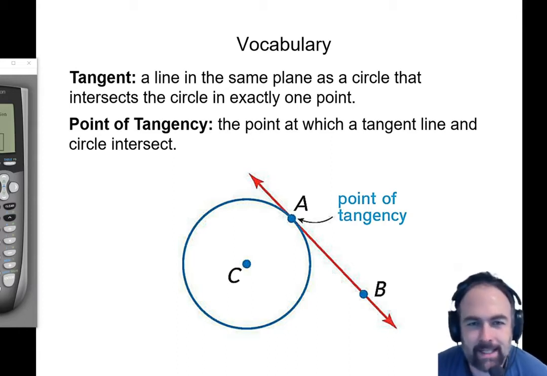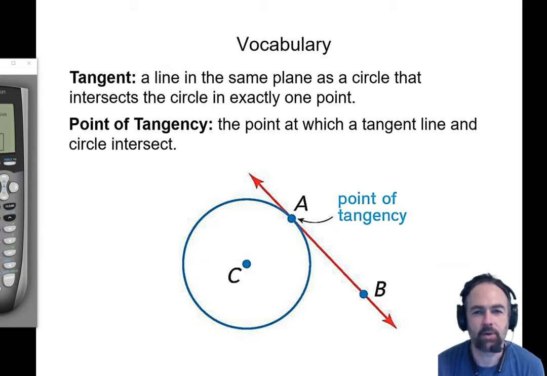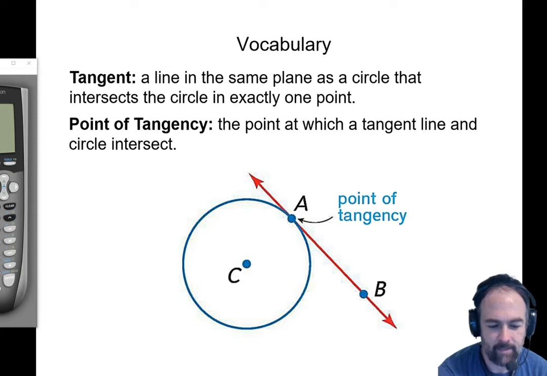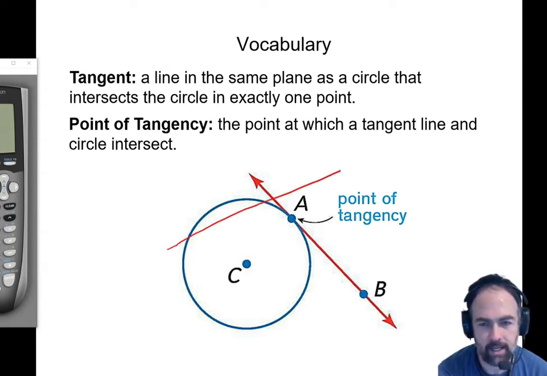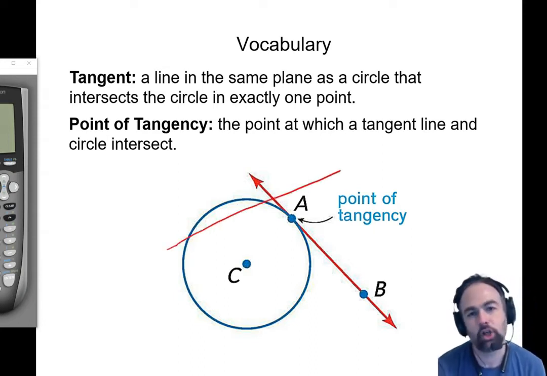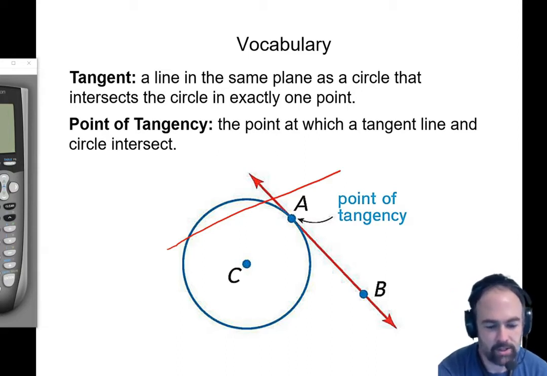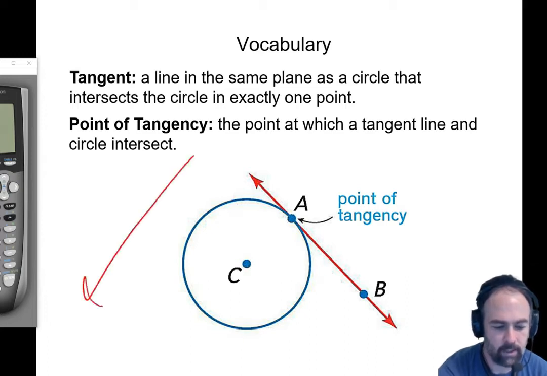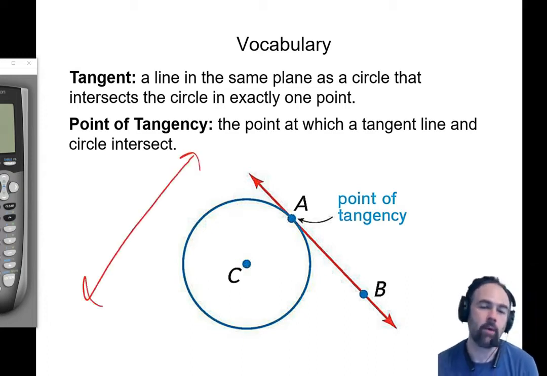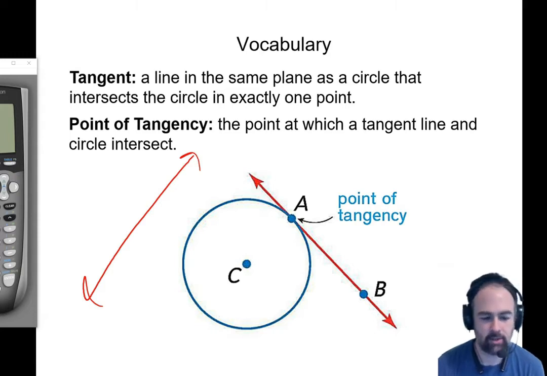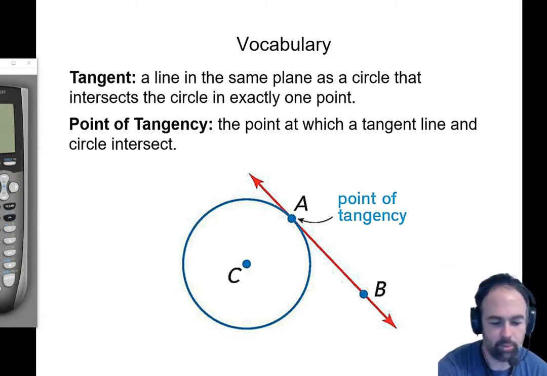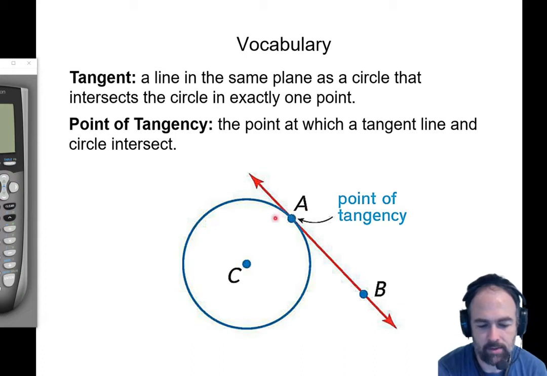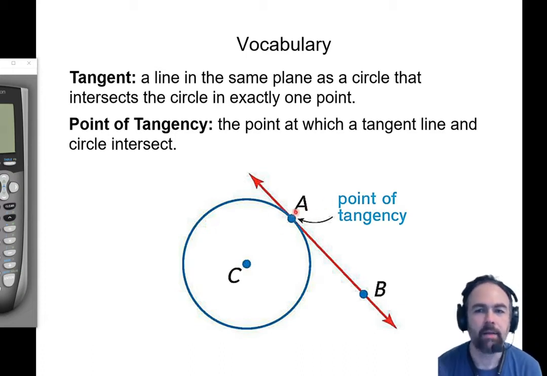Now, a tangent is a line in the same plane as a circle that intersects the circle in exactly one point. Okay, so if I came in here and I drew this line, that is not a tangent line. That's actually called a secant line because it touches at 2 points. So that one does not count. Also, if I had a line over here that never touched anywhere, that would also not be a tangent. That one's just a non-intersecting line. Now, the point of tangency is going to be this point right here, in this case, point A, the point at which the tangent line and the circle intersect.